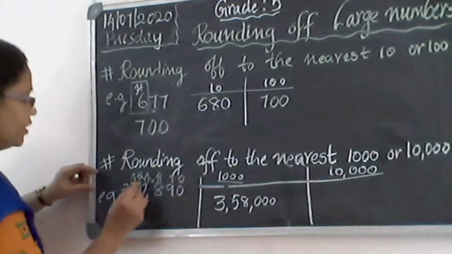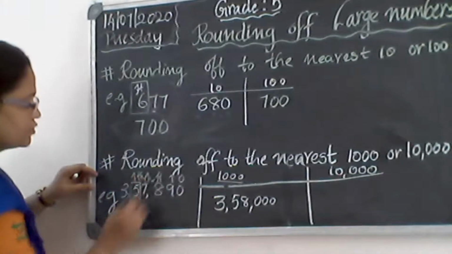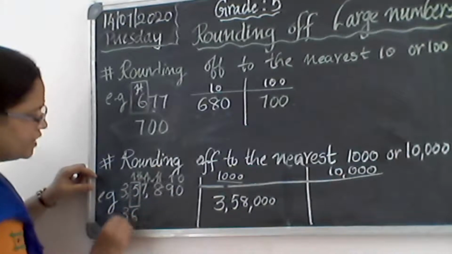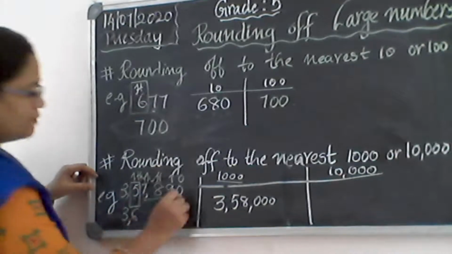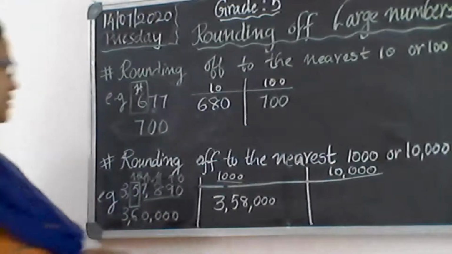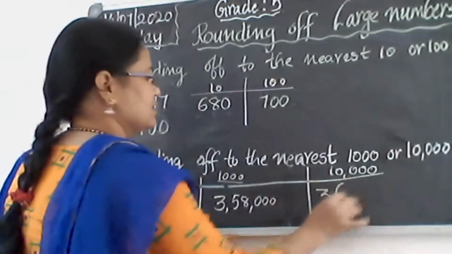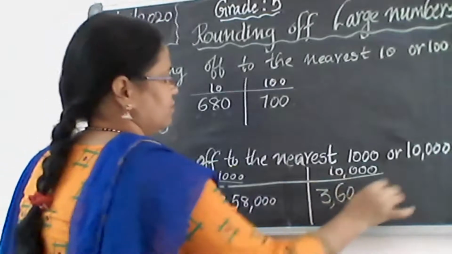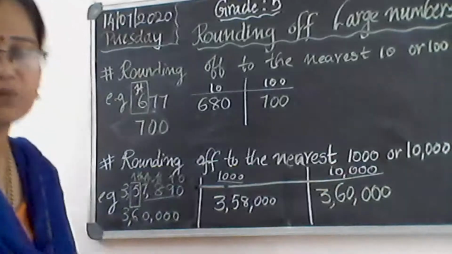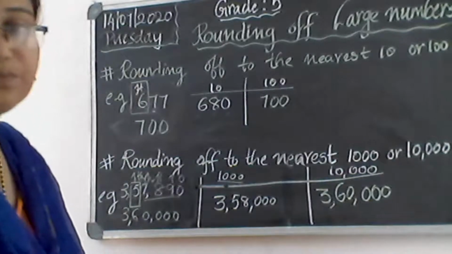Okay. So here 5 is in the 10,000 position. So this will increase. 5 will increase by 1. It becomes 6 and the remaining will be followed with 4 zeros. So what is it? 3,60,000. Please children note it down.